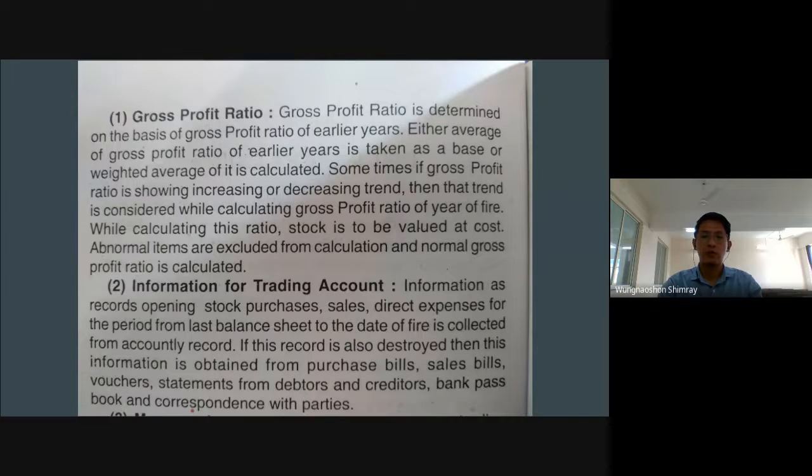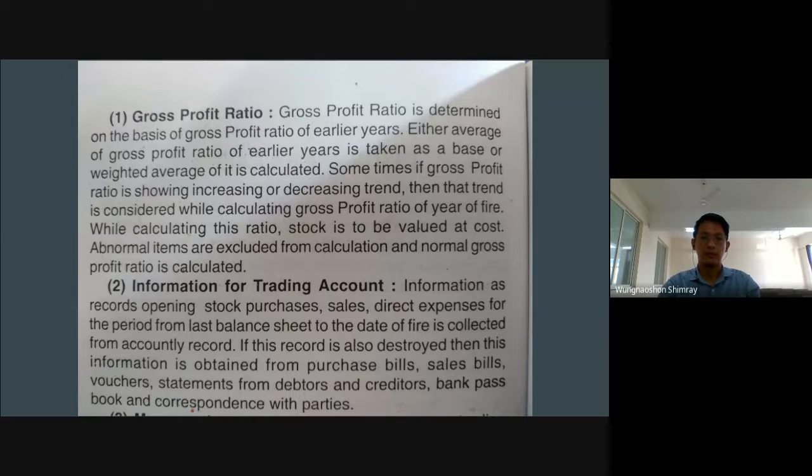Now, if the gross profit is showing a trend, maybe increasing steadily over the past years, or steadily decreasing over the past years, then that trend will have to be considered while you are calculating the gross profit ratio of the year of the fire. All right, that needs to be considered. And in all of this, stock needs to be valued at cost. Stock needs to be valued at cost. And abnormal items are excluded, and normal gross profit ratio is calculated.